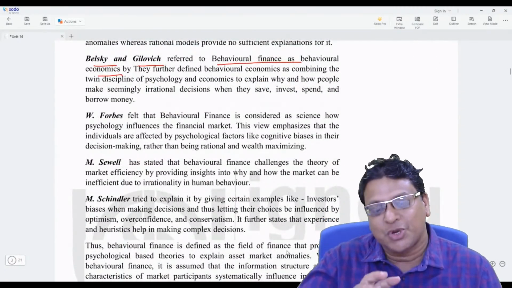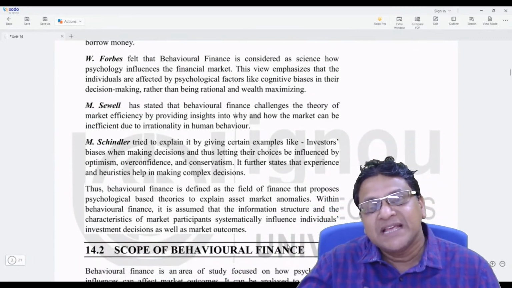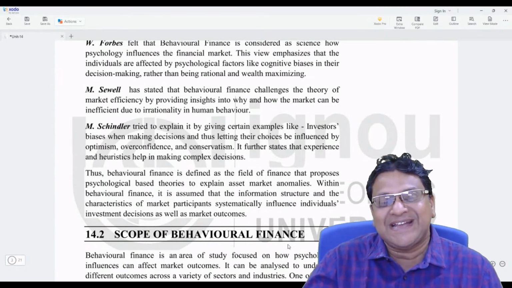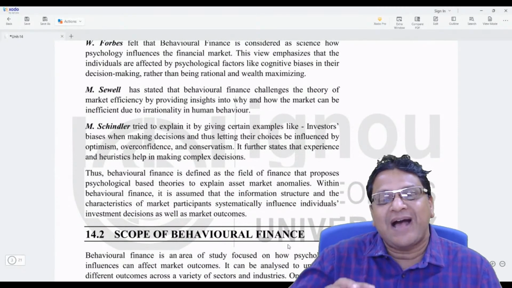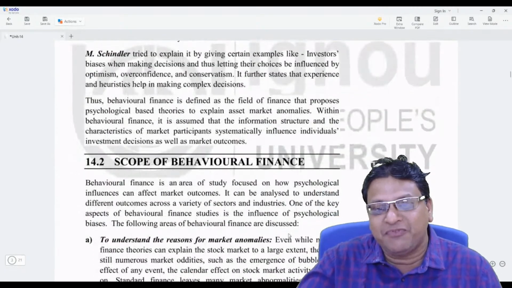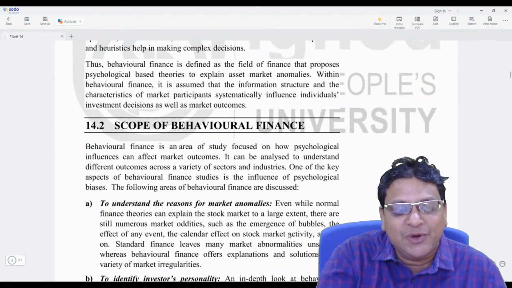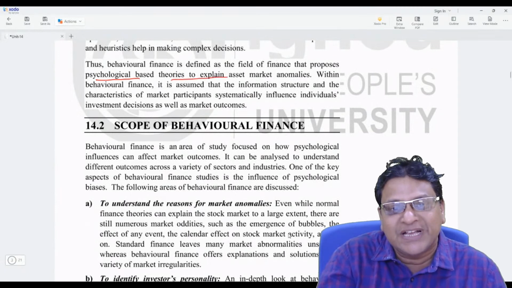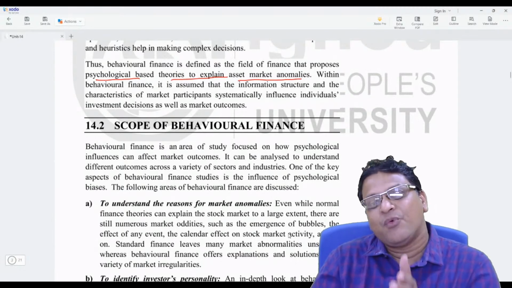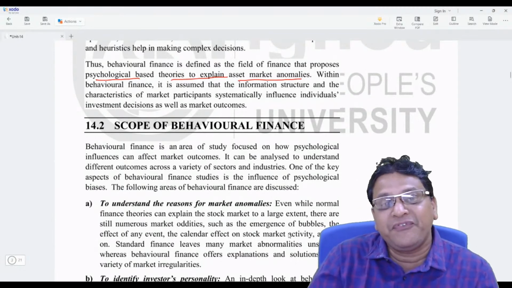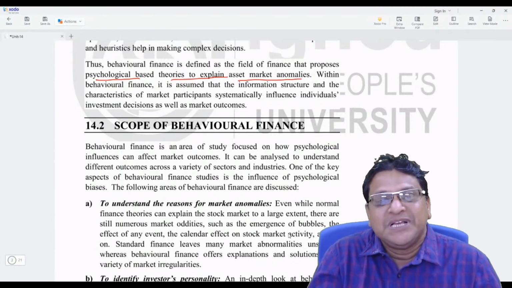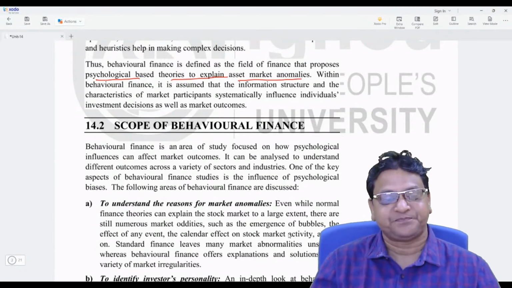Most of these definitions hover around the idea that behavioral finance is the application of psychological based theories to market anomalies to explain the asset market anomalies. So behavioral finance is defined as a field of finance that proposes psychological based theories to explain asset market anomalies. It explains why market anomalies happen, and it explains this by applying different types of psychological based theories.